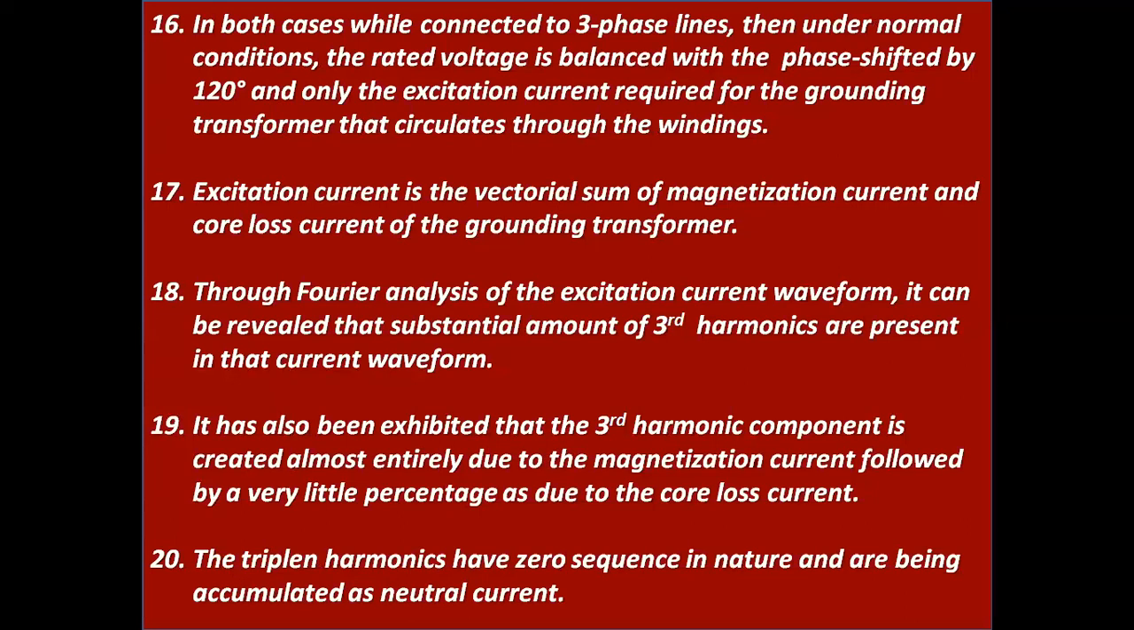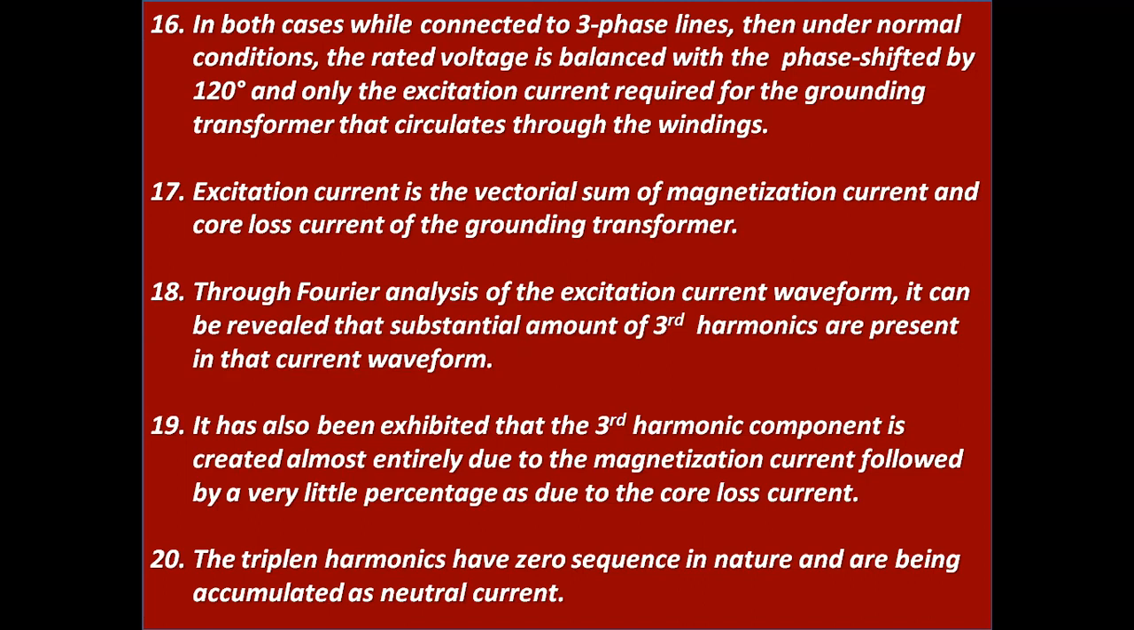In both cases, while connected to three-phase lines, under normal conditions, the rated voltage is balanced with the phase shifted by 120 degrees, and only the excitation current required for the grounding transformer circulates through the windings. Excitation current is the vectorial sum of the magnetization current and core loss current of the grounding transformer.